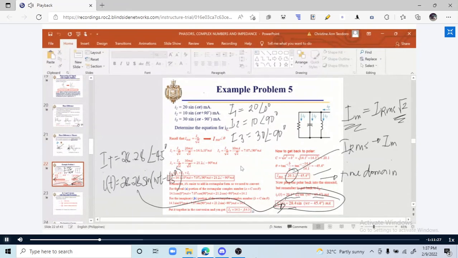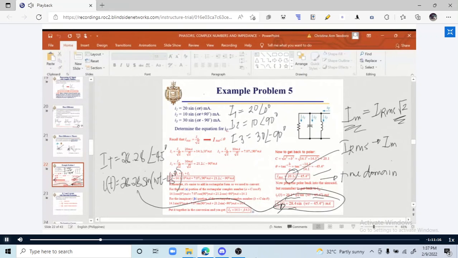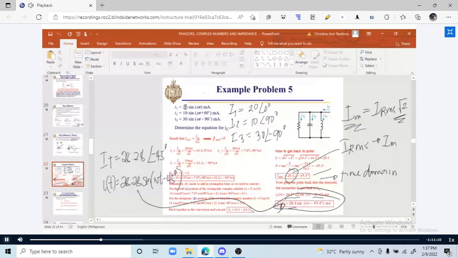Reggie, are you still there? Yes po, ma'am. Kalimutan ko pa eh. Okay, we have 20 sine omega t as your I1, right? And what is 20? 20 is the IM, correct? Now, what are you going to do with your IM in order for you to get the phasor equivalent? The phasor equivalent must be in IRMS angle theta, right? Am I correct?